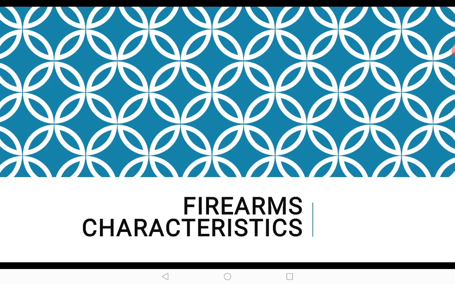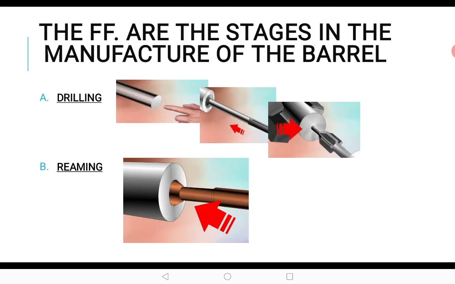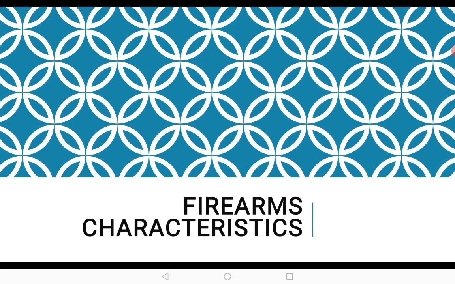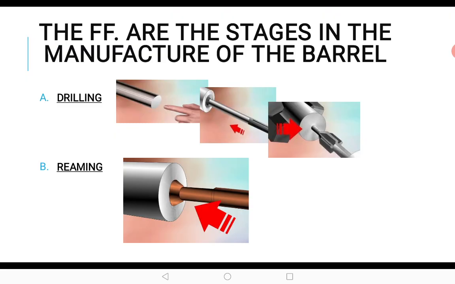Alright? Okay, so now let's talk about firearm characteristics. Now we're going to talk about the gun barrel. Again, the gun barrel is one of the firearm characteristics. It is a tube, usually metal, through which a controlled explosion or the rapid expansion of gases is released, no? In order to propel a projectile out of the end at high velocity. Merong mga stages sa pag-manufacture ng gun barrel. First stage of the manufacturing of the barrel, ito tinatawag nating drilling. Special deep hole.